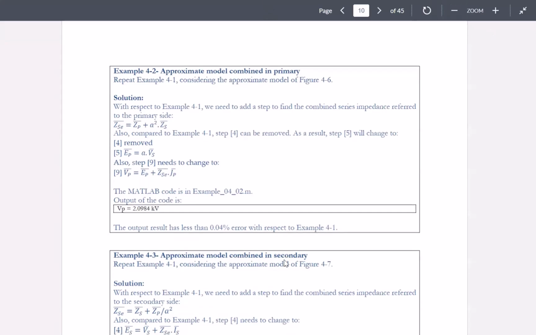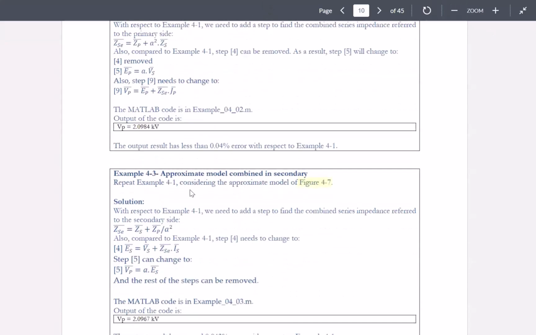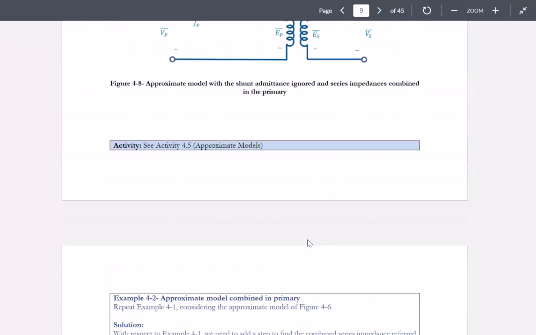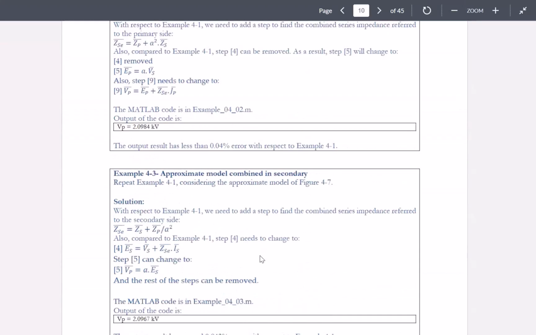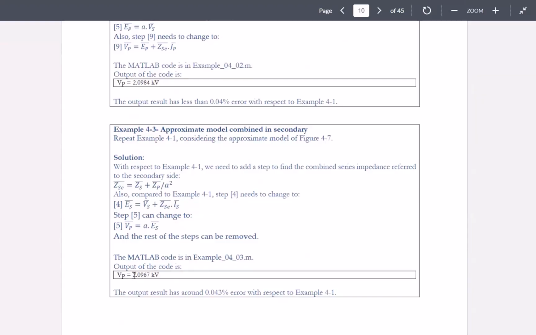And then the approximate model combined in the secondary: if you're using, for the same problem, an approximate model based on figure 4.7, now you have to do the voltage drop only once here and not on the primary side. If you do so, you get the voltage at this value, which again, with respect to the original problem, which was the most accurate model, has an error of less than 0.043%.